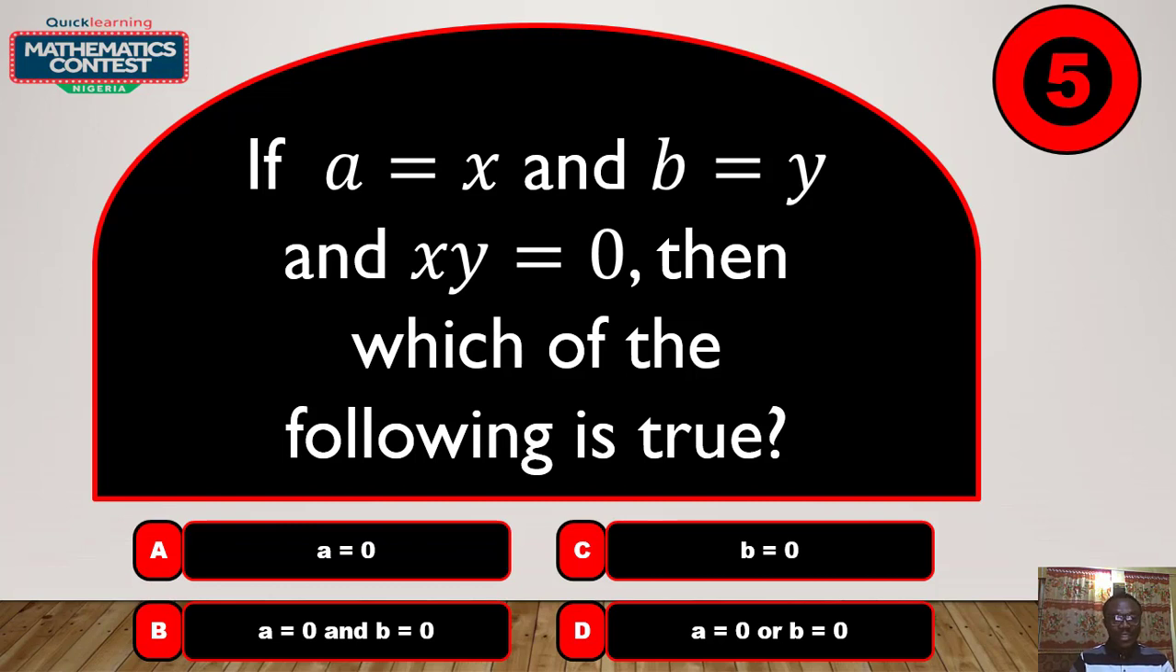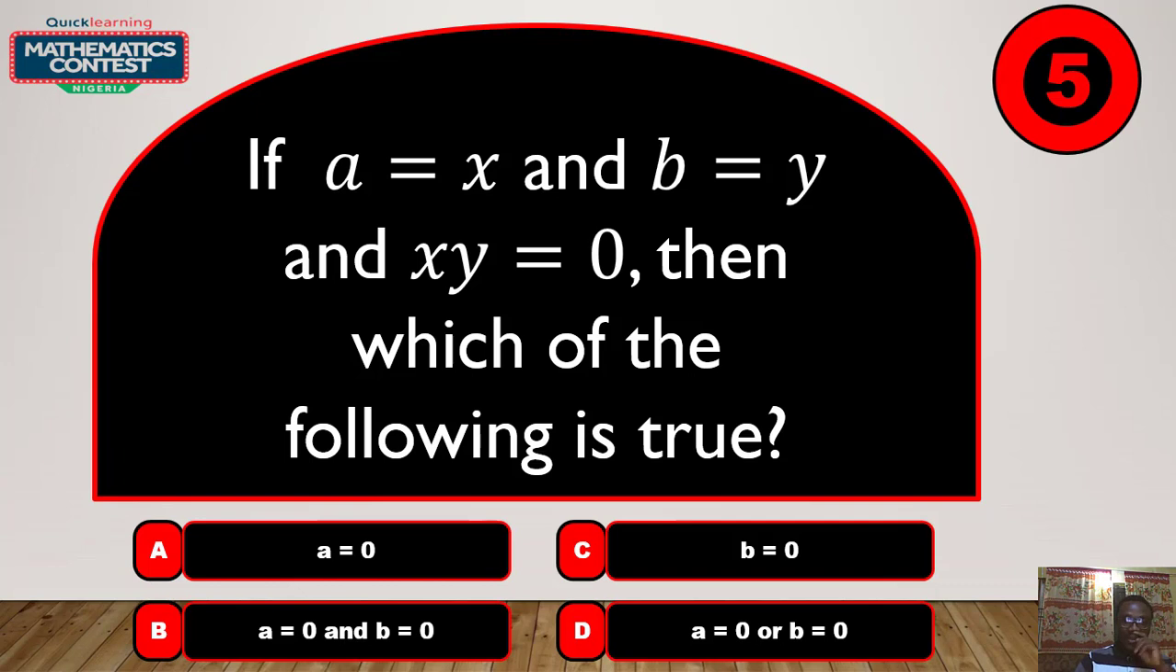If a equals x and b equals y and xy equals 0, then which of the following is true? Option A, a equals 0. Option B, a equals 0 and b equals 0. Option C, b equals 0. And option D, a equals 0 or b equals 0. Your time starts now. Time's up. Okay, then now what is your answer?